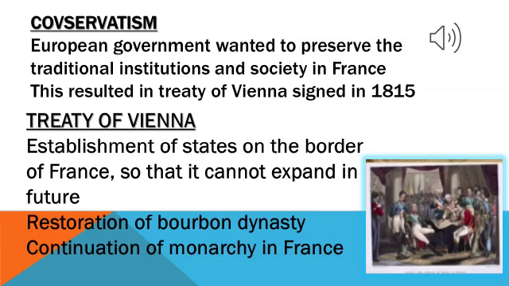According to this treaty, states were established on the border of France, so that it could not expand in future. And they wanted to restore the Bourbon dynasty, and they wanted to continue the monarchy in France.